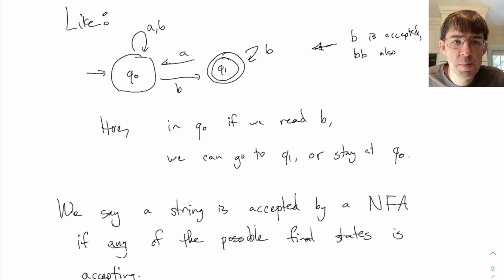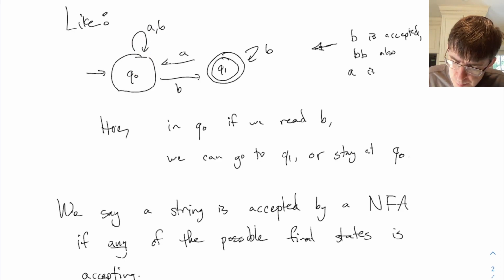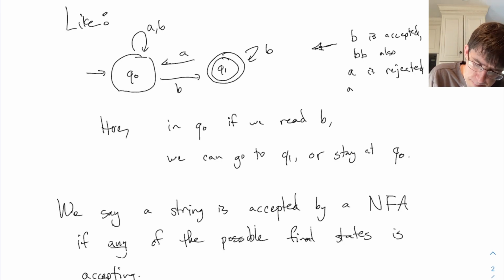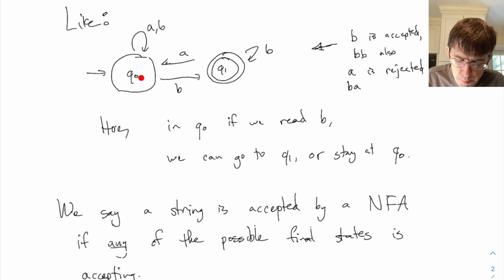A. Yeah, somebody said A. A is rejected. That's because if you start here and you do A, the only way to do that is right there, and that's rejected. So A is rejected. Something else that's rejected would be BA, right? Because the only way to do BA would be starting here.